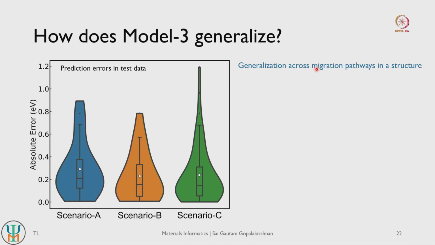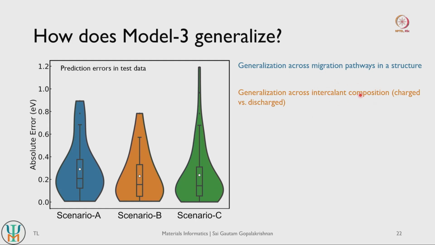So if you take the magnesium manganese silicate that I showed before, you show one of the directions during training, and the other direction you put in the test set and ask the model to make a prediction on the different direction. We are plotting the errors for all such data points that we could find within our test set. So we are evaluating the generalization across different directions within a given structure.